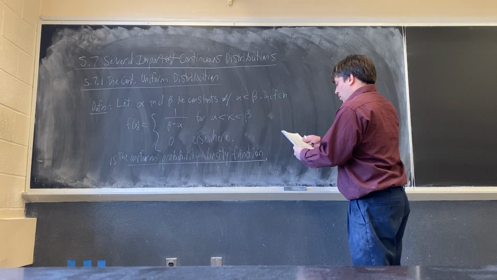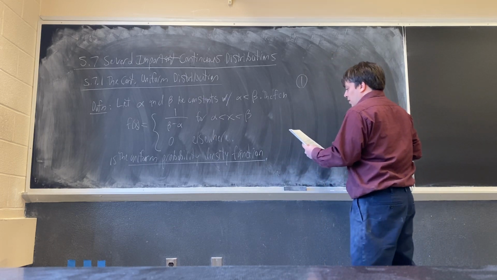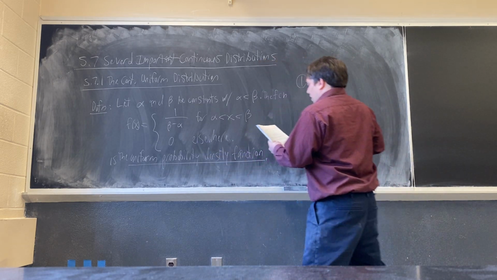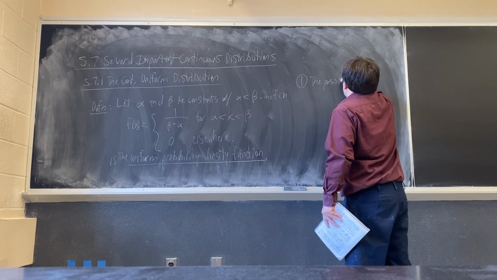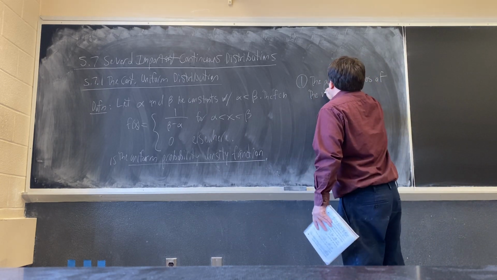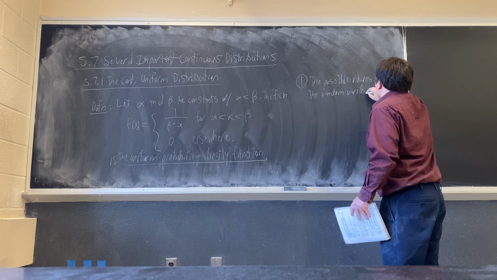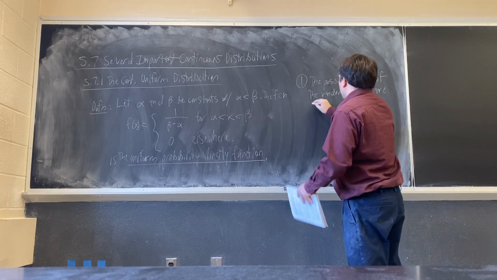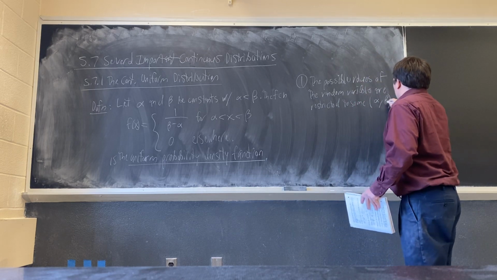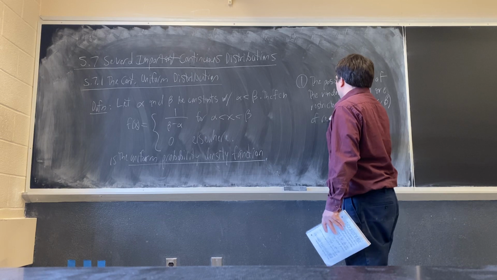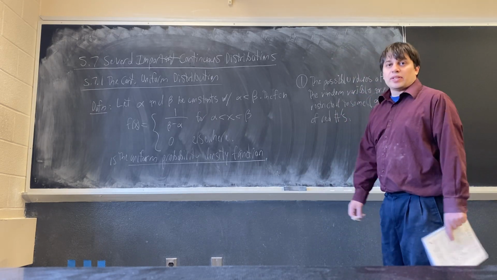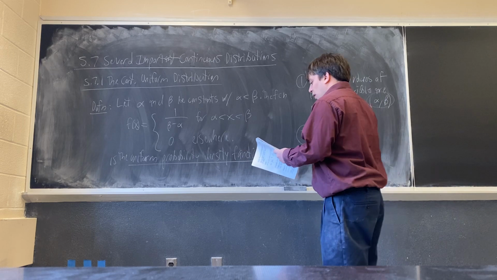Now let's talk about 2 characteristics of this uniform continuous random variable. One is that the possible values of the random variable are restricted to some interval alpha, comma, beta of real numbers. So you're restricting the possible values of your random variable x to an interval of real numbers, alpha, comma, beta. An open interval.